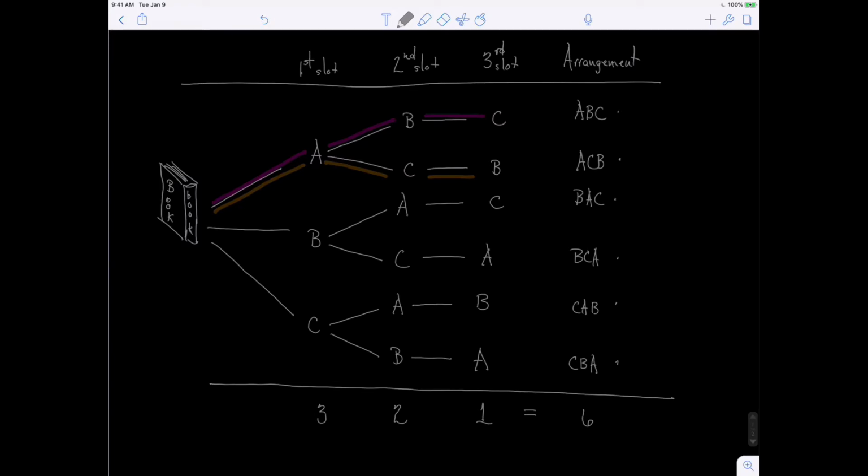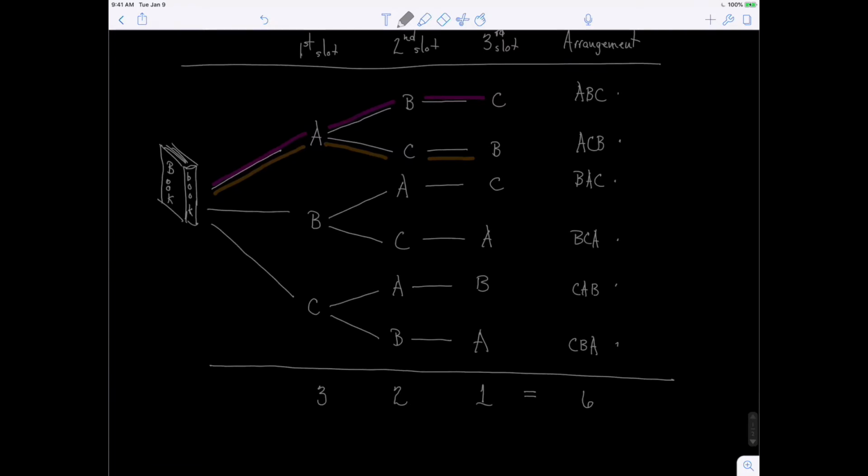Now, this is kind of a funny question because I was going to say, how, using 3, 2, and 1, can you get to 6? And this one works both by adding or by multiplying. But what we really want is to multiply. Notice if we multiply 3 times 2 times 1, we come up with 6 different ways to organize the books on the shelf.